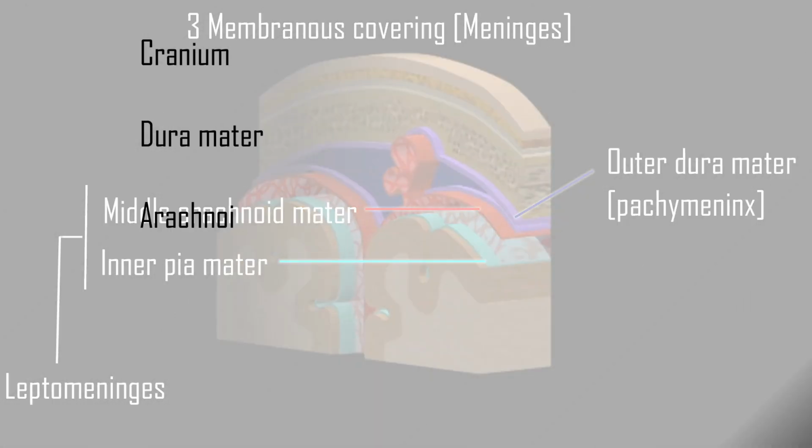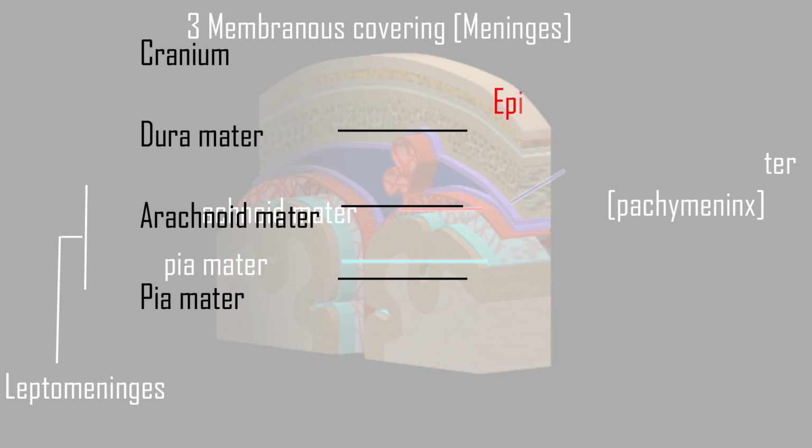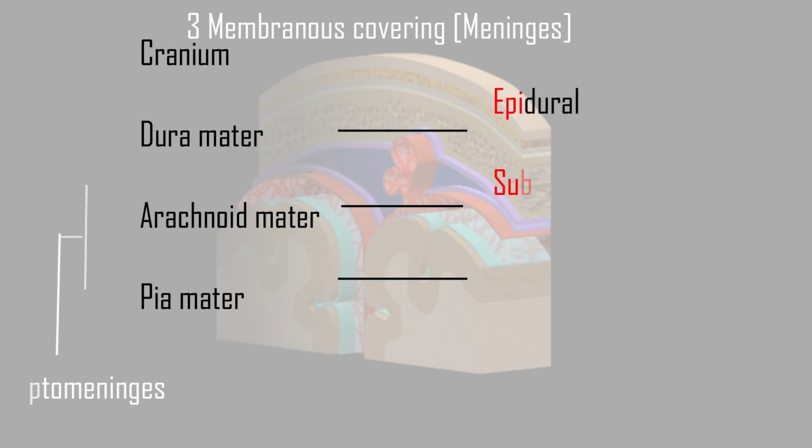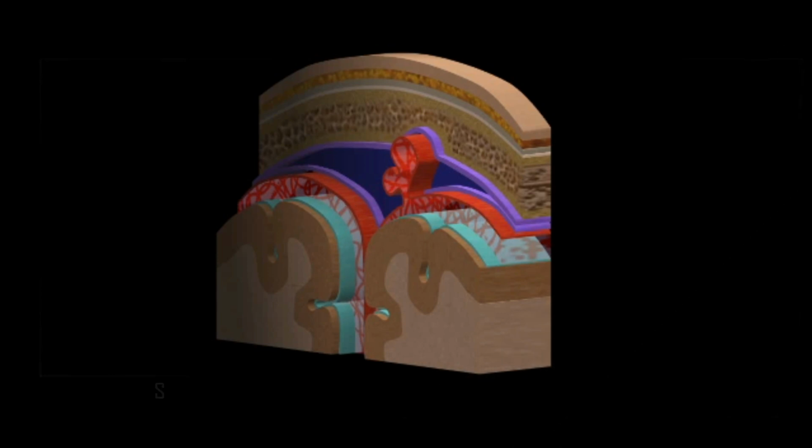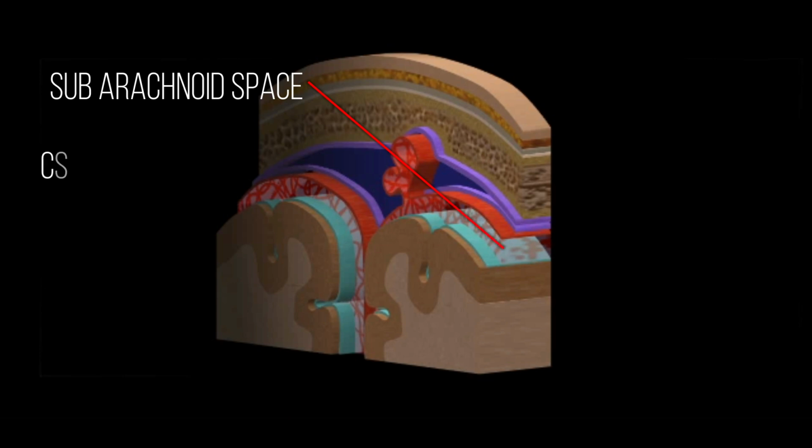The three spaces in between them are the epidural space above the dura mater, the subdural space below the dura mater, and the subarachnoid space below the arachnoid mater. The subarachnoid space, between the pia mater and the arachnoid mater, is filled with cerebrospinal fluid, or the CSF.